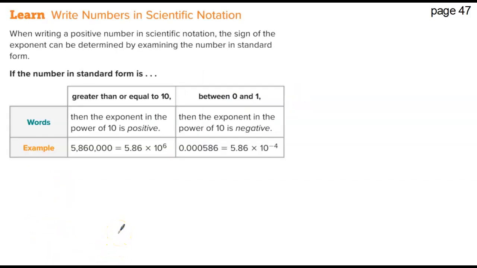Write numbers in scientific notation. So if we're going to give you a big number and ask you to change it to scientific notation, what you have to do is move the decimal so that there is one non-zero number to the left of the decimal. If you have very small numbers, we're talking fractions, numbers that fall between 0 and 1, your exponent will be negative. If we have large numbers bigger than 10, your exponent will be positive.